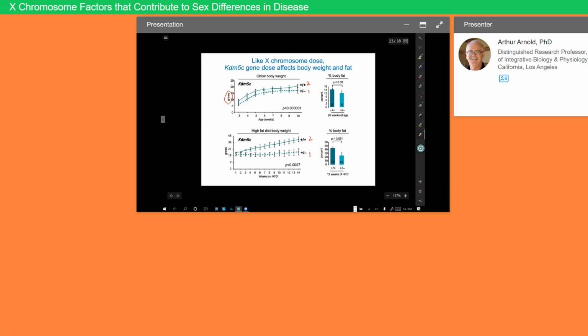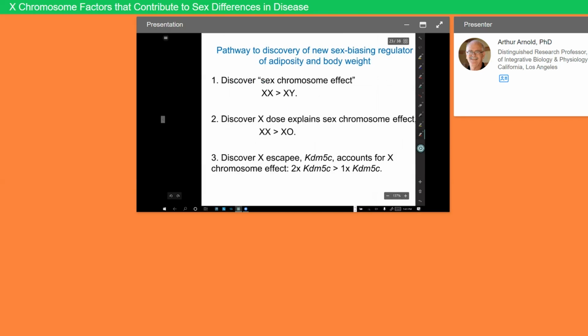This is also true for body fat. Animals with 2 versus 1 copy of Kdm5c here show differences in body fat, and it doesn't matter whether they're on a chow diet or a high-fat diet, you get the same dosage effect of Kdm5c.